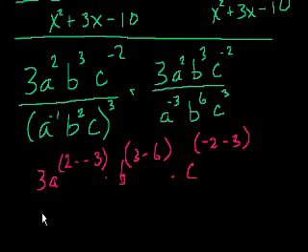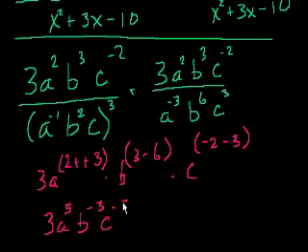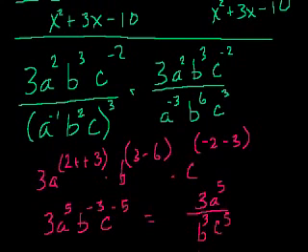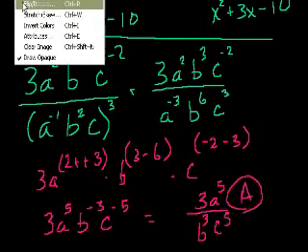But anyway, let's simplify this. This equals 3a to the 2 minus minus, so that's plus 3, 3a to the 5th, b to the minus 3, c to the minus 5. And this is the same thing as 3a to the 5th. B to the minus 3 is the same thing as 1 over b to the third. So over b to the third. And this is the same thing as 1 over c to the 5th. And that is choice A. Choice A. Next problem.